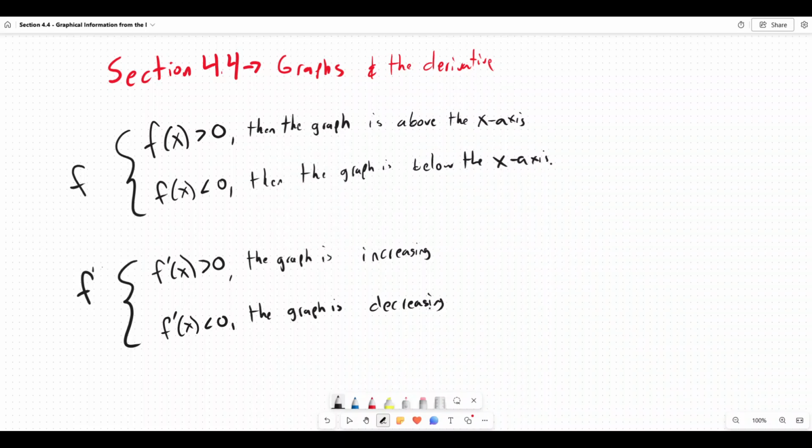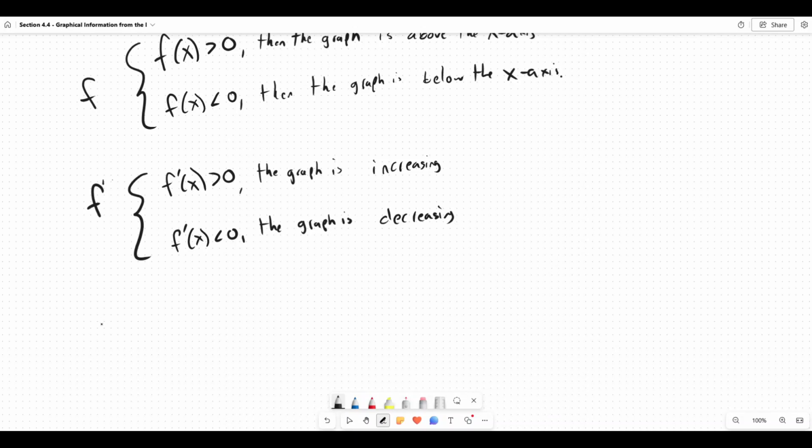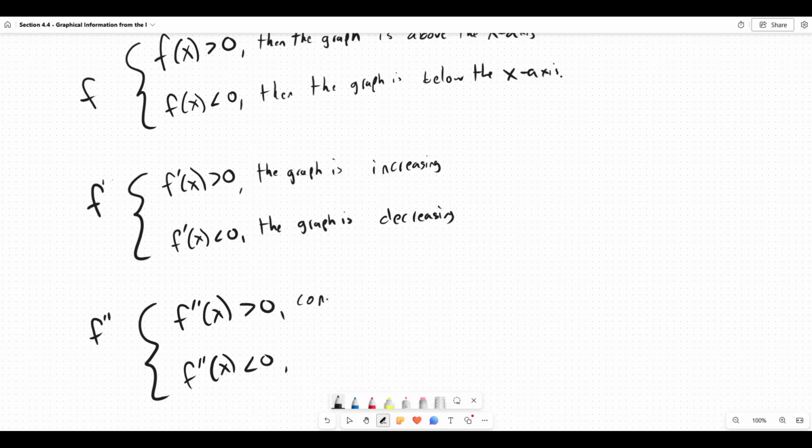Now, we're going to introduce the concept of a second derivative. And once again, we're interested in whether or not this second derivative evaluates to a number that is positive or negative. And we call this being concave up or concave down.